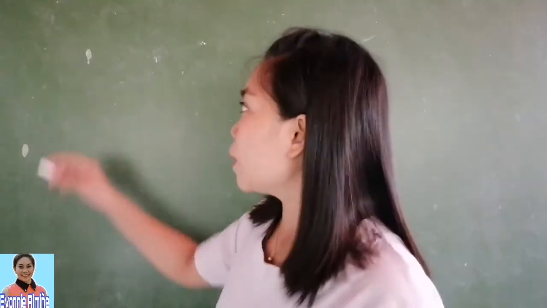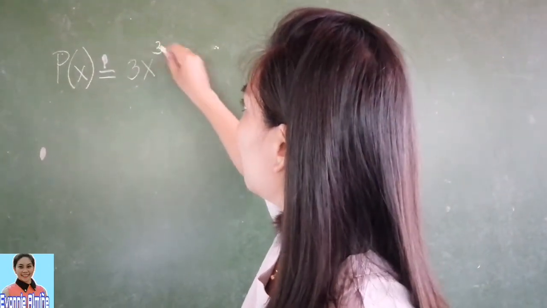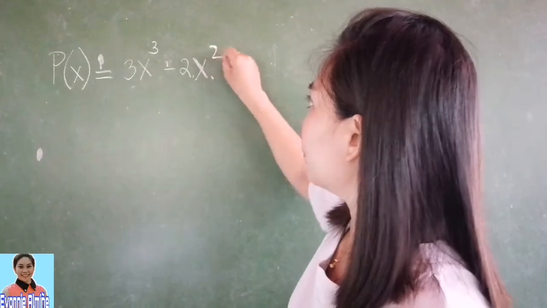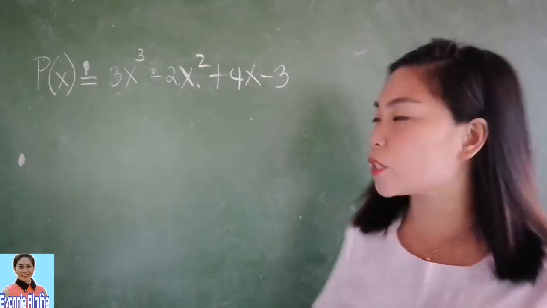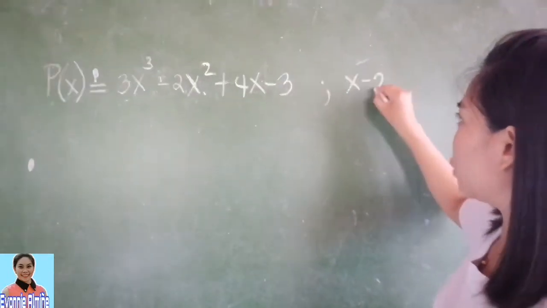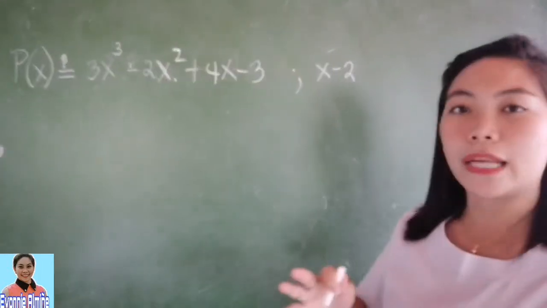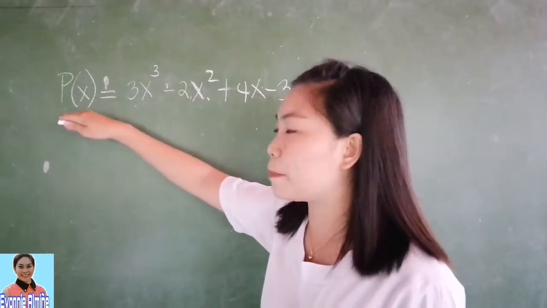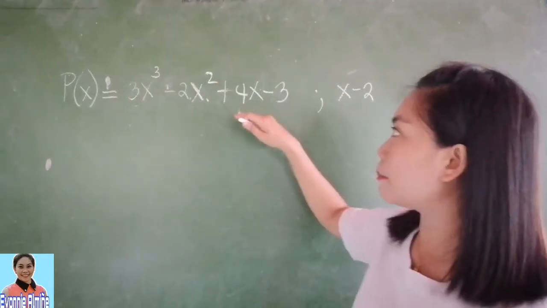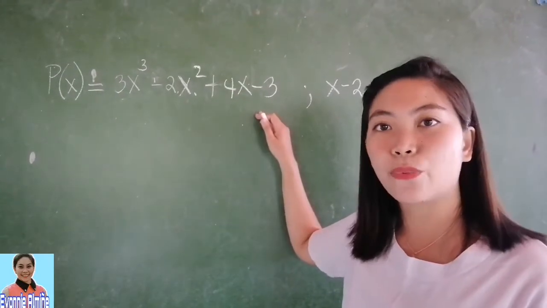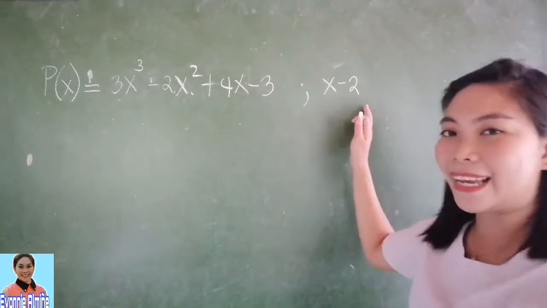So, for example, p of x is equal to 3x cubed minus 2x squared plus 4x minus 3. Okay, yung divisor natin is x minus 2. So, as you can see, meron na po tayong polynomial equation. Sinabi po natin polynomial equation ito because we have the p of x is equal to 3x cubed minus 2x squared plus 4x minus 3. Then, we are going to find the remainder of this polynomial equation by its divisor x minus 2.